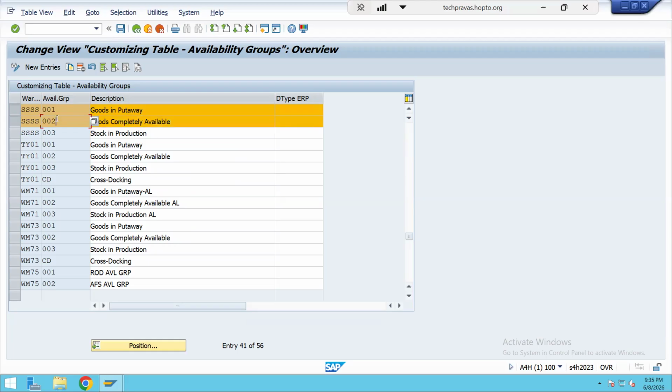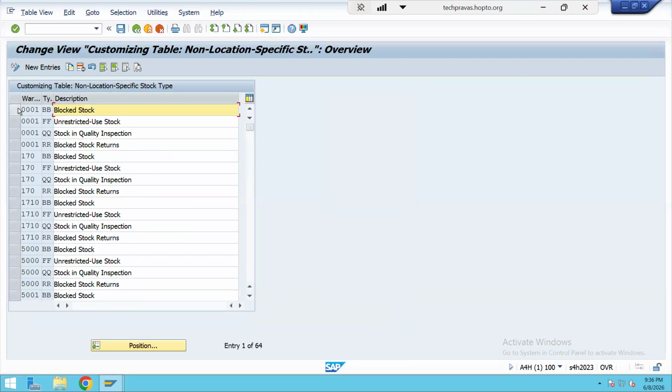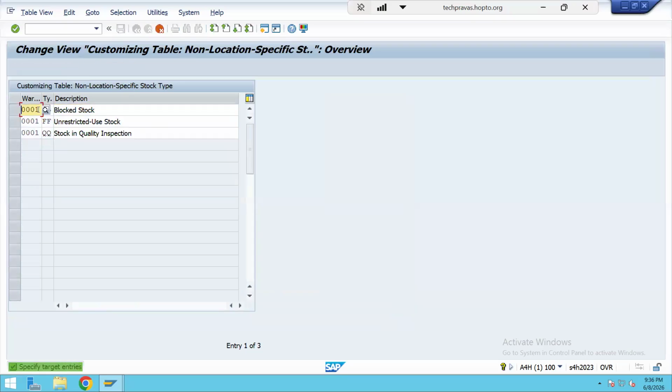ROD stock is not yet available for sale because it is still not in the bin. The material has arrived, but it is not available for customer sale or sending to anybody else. Remember, the SD module completely uses this storage location, AFS availability 003. So this is done. This is 1, 2, 3. These 3 we can copy.